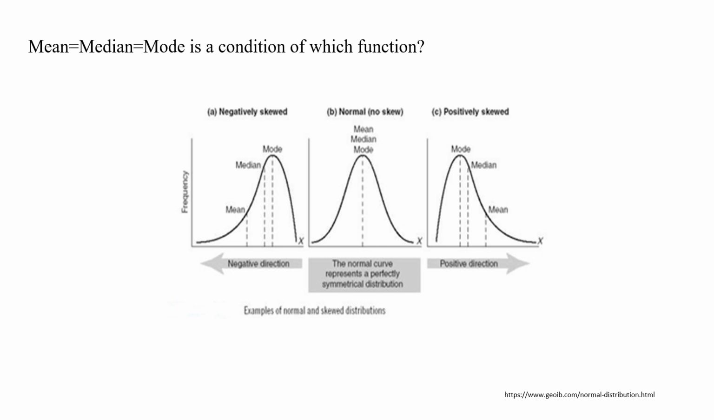They are defined by two parameters, that is the mean and standard deviation. It represents a perfectly symmetrical distribution. Hence, mean, median and mode lie on the same point in the curve. So, mean is equal to median is equal to mode is a condition of normal distribution function.